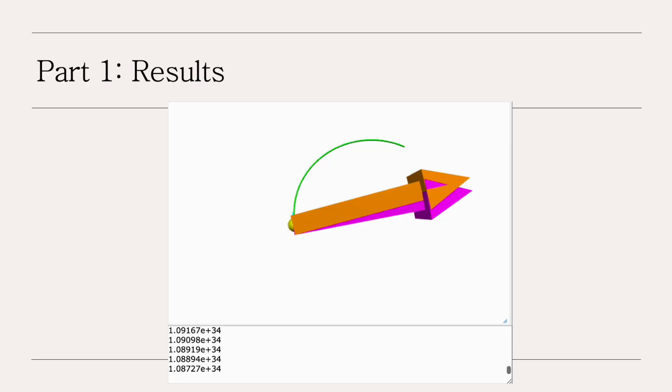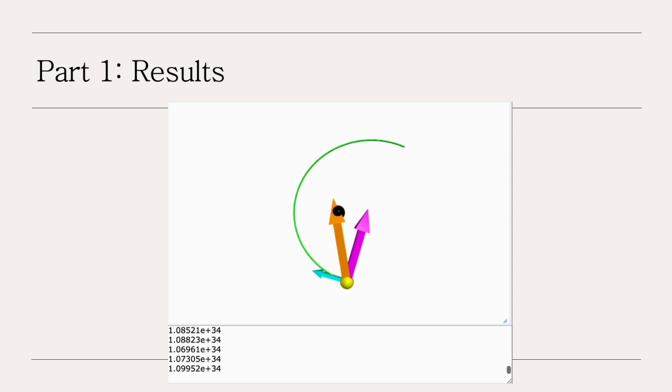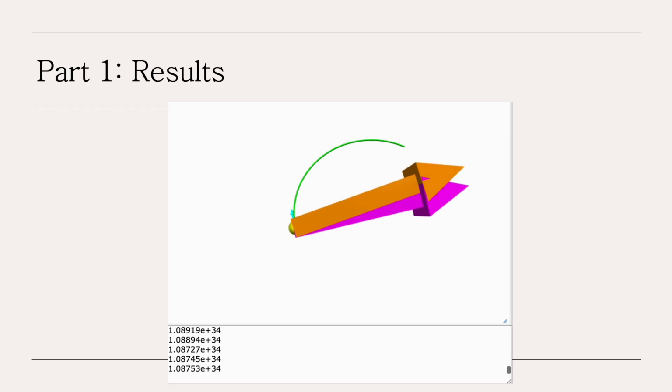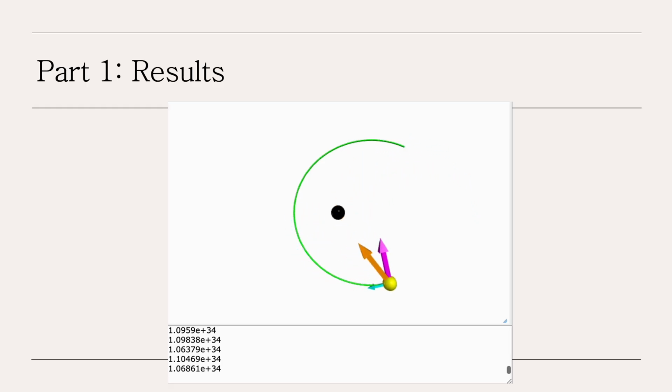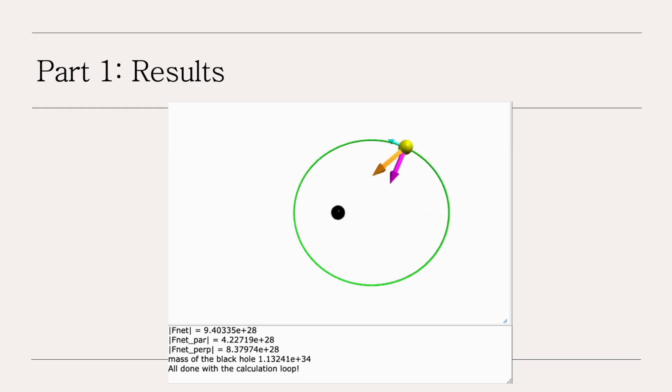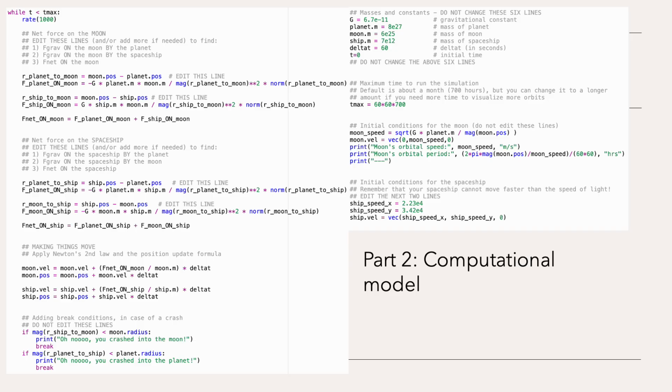Here are the results from part 1 of the lab. This is a depiction of the star orbiting the black hole. Each value that is showing up below represents the mass calculated at the position. In the final step, we calculate the average mass of the black hole given the calculated mass at each position. The orange arrow represents the perpendicular component of the net force, while the blue arrow represents the parallel component. From this, we were able to calculate the average mass of the black hole being 1.13 times 10 to the 34th kilograms.